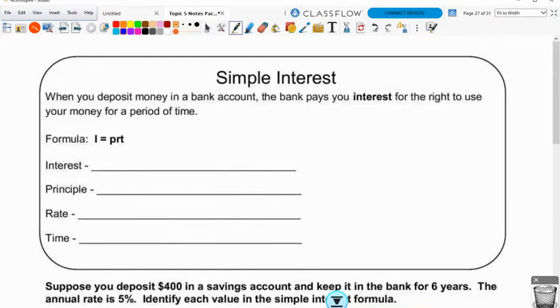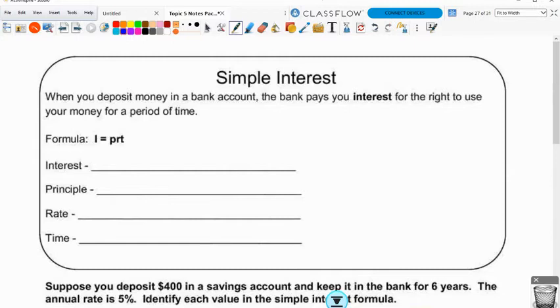In our lesson today, we're going to look at another area that involves percents and money, and that would be called simple interest. When you deposit money in a bank account, the bank pays you interest for the right to use your money for a period of time. It works the other way as well. If you take out a loan from the bank or if you have a credit card, then you're going to be charged interest for using the bank's money for a period of time. So that's what interest is.